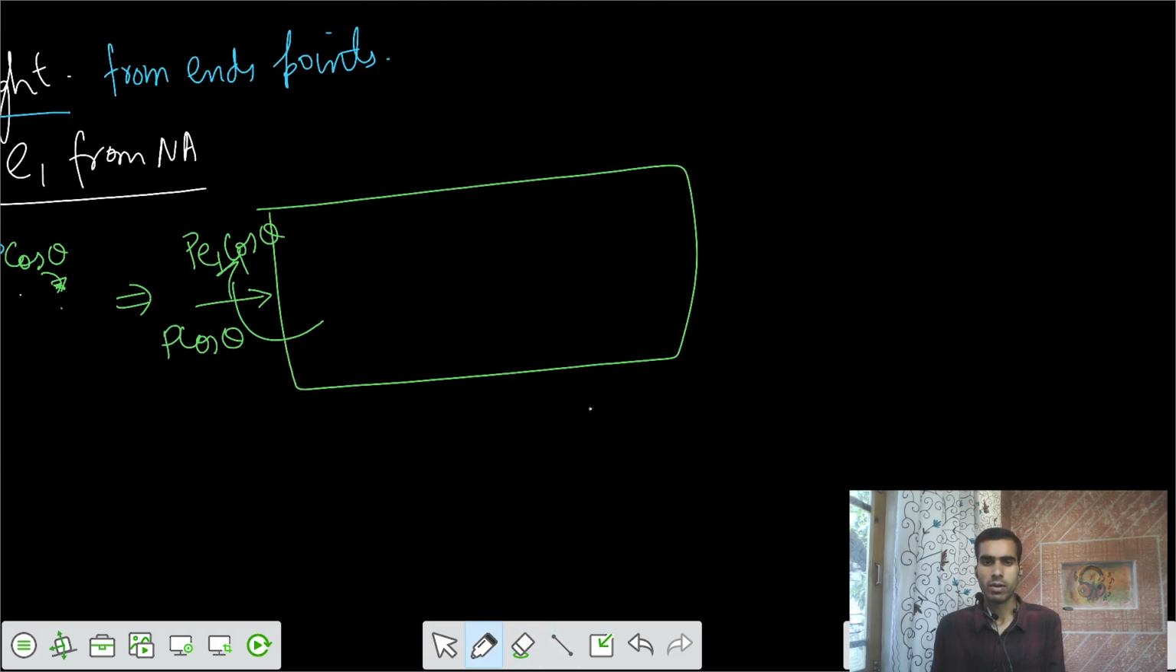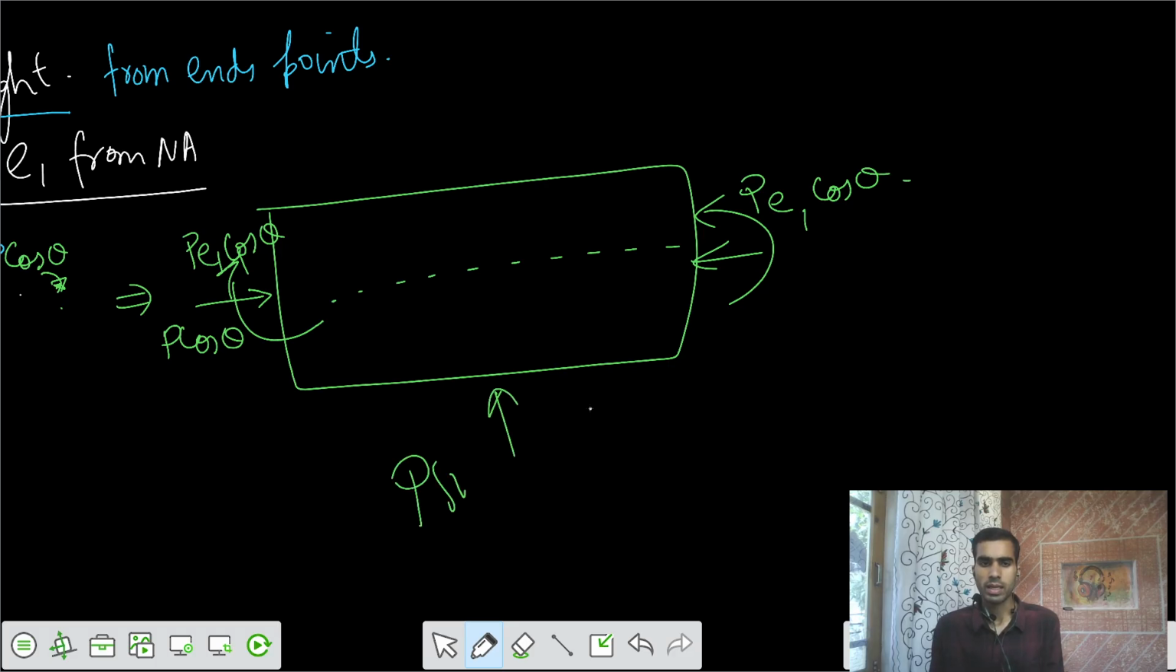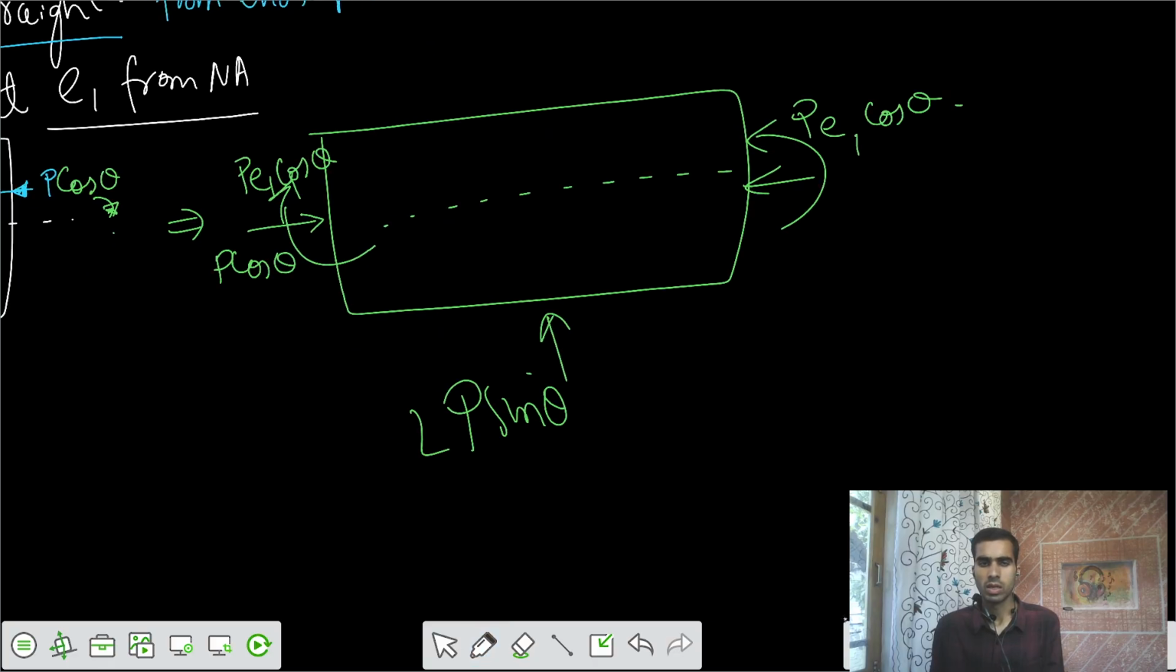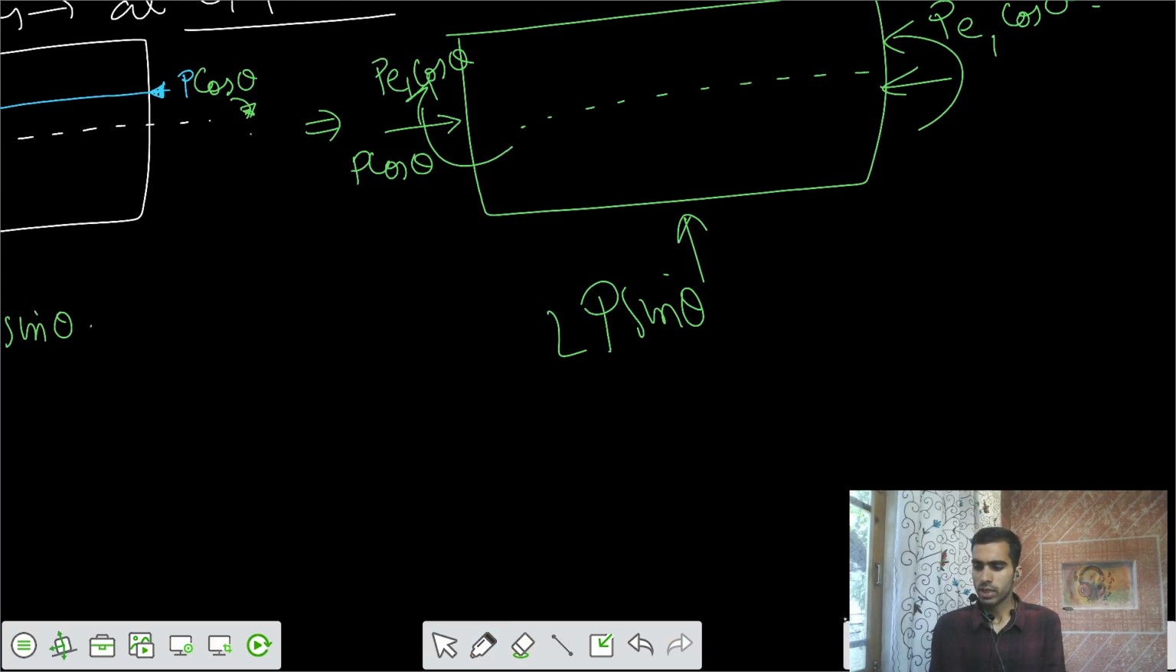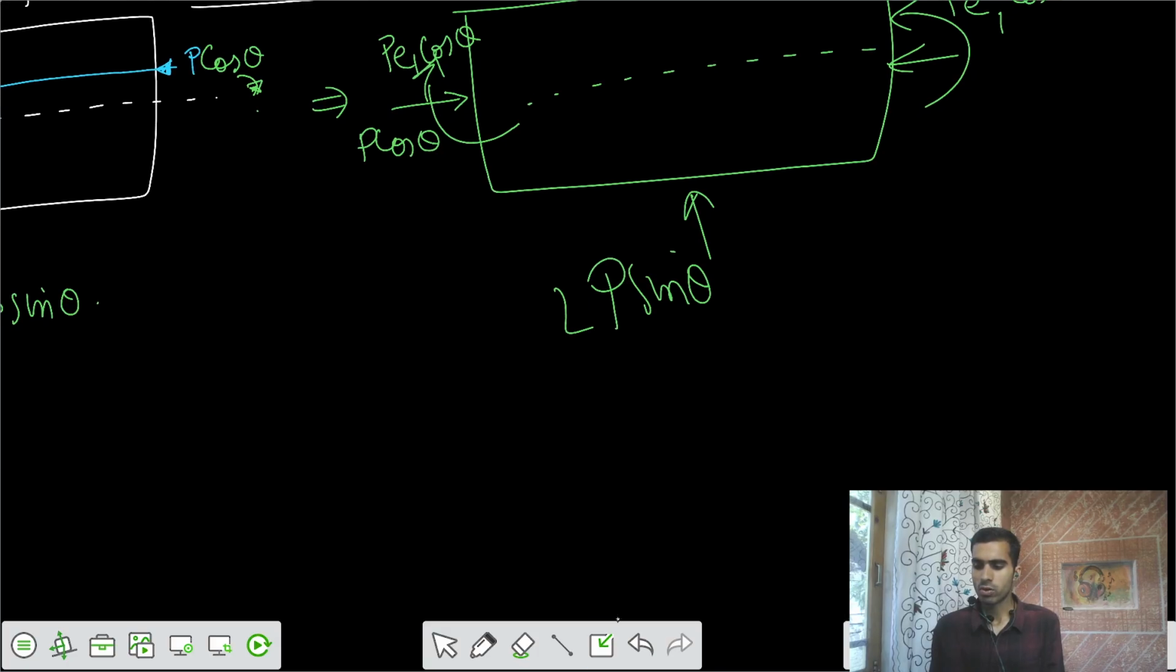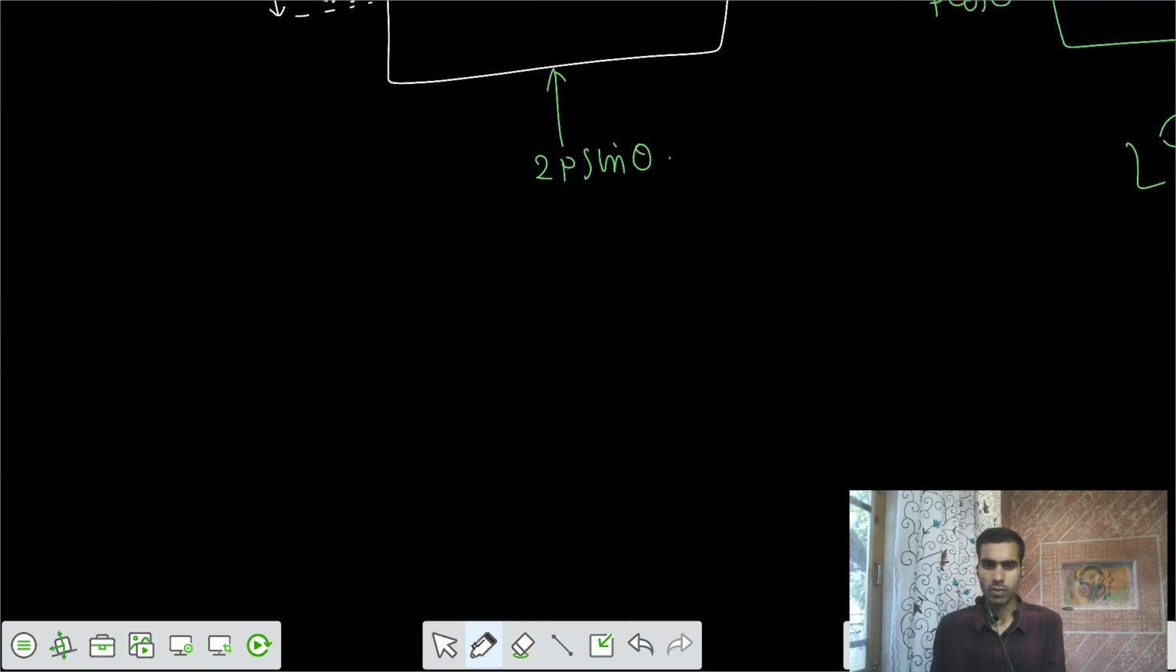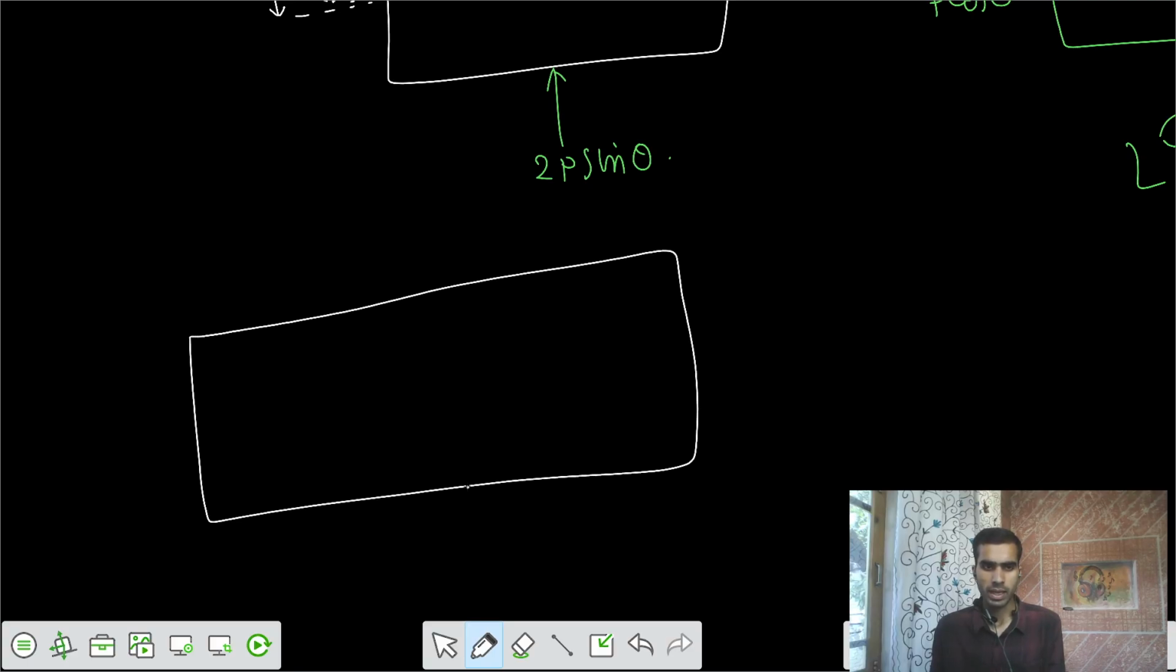Similarly from this side, there's some P force, and there's some sagging moment of P e cos theta, and there's some 2P sine theta balancing vertical load. Now one more case: if we take a beam and place the tendon in a trapezoidal form.